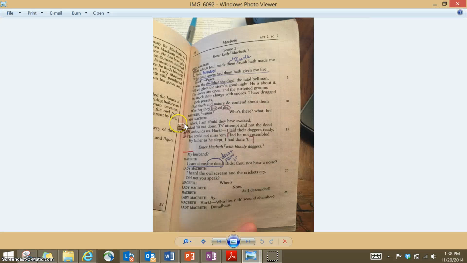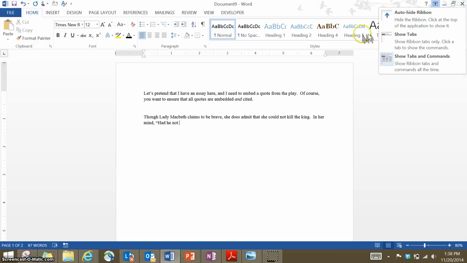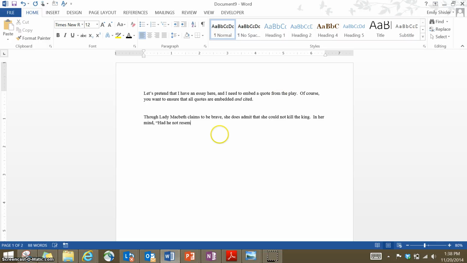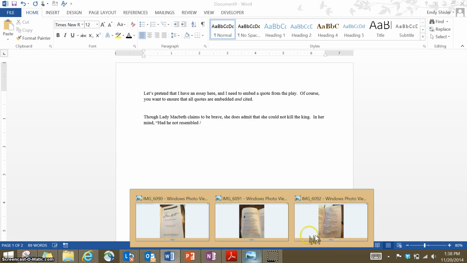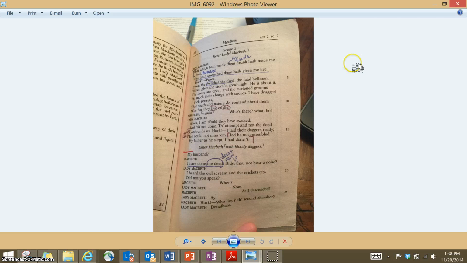And one important thing to note is that when you get to the end of a line in Shakespearean text, like after the word resembled, you're actually going to use a slash to represent the end of that line. And then you're going to go ahead and write in the next line.